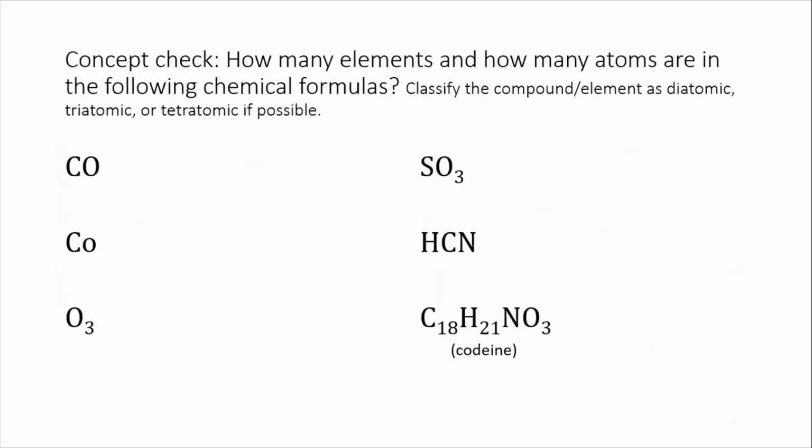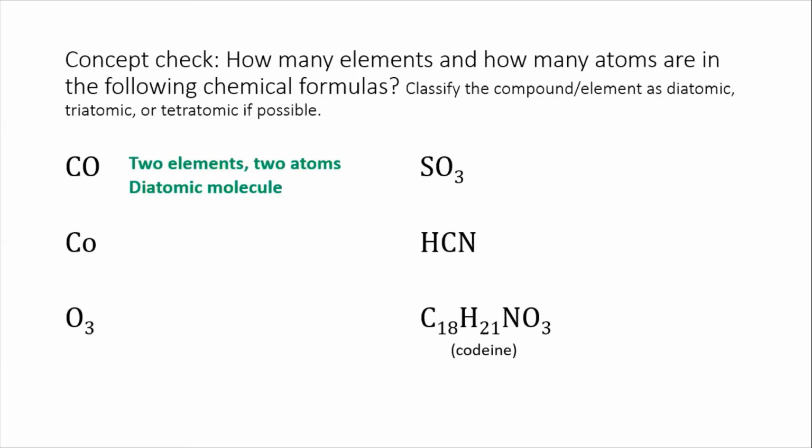So let's do another one. How many elements and how many atoms are in each of the following chemical formulas? And then if we can, let's classify the compounds or elements as diatomic, triatomic, or tetraatomic. And we don't expect you to go above tetra, which is why I say if possible. So let's look at the first one, CO. How many elements are present in CO and how many atoms are in CO?